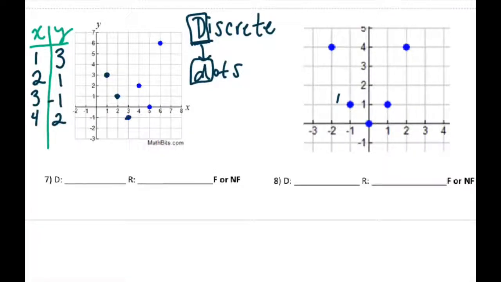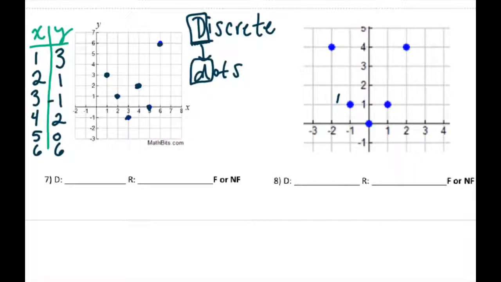Next, write 5. It does not move up or down, so that's the ordered pair 5, 0. Went to the right 5, did not change its y value. And then finally, we have this ordered pair 6, and it goes up to 6. So write 6, up 6.